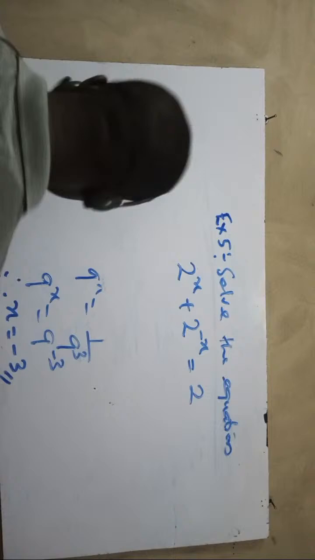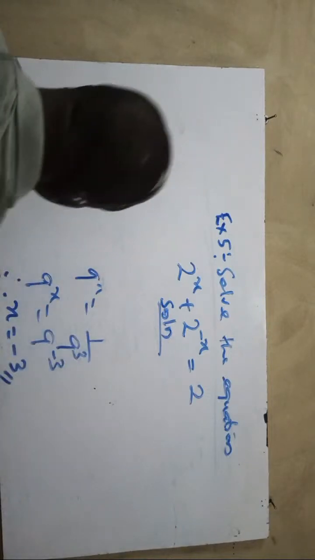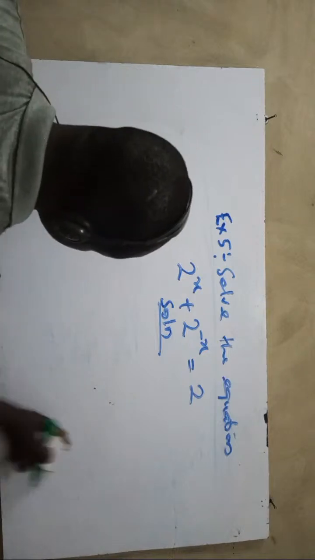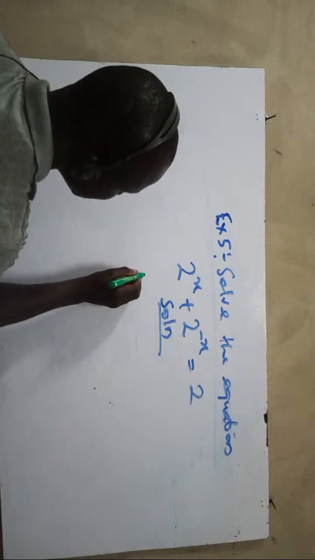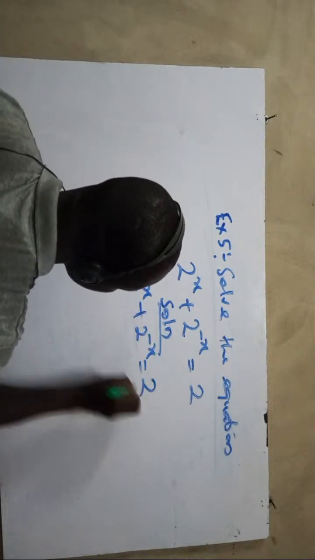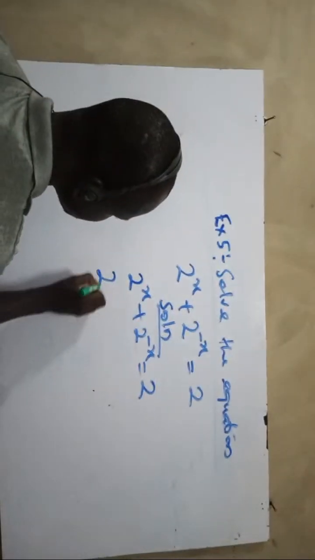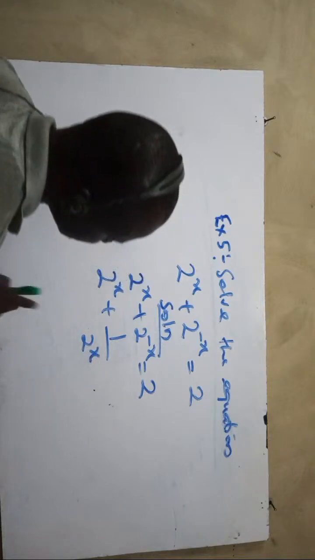Of course, for us to be able to do this, we must have vast knowledge of indices, because these are exponential equations. It's not the normal equations that we know. So this is what we do. I can write 2^x plus 2 raised to power minus x is equal to 2. So let me rewrite this. That is, I will have 2 raised to power x plus 1 all over 2 raised to power x. That is this negative form.